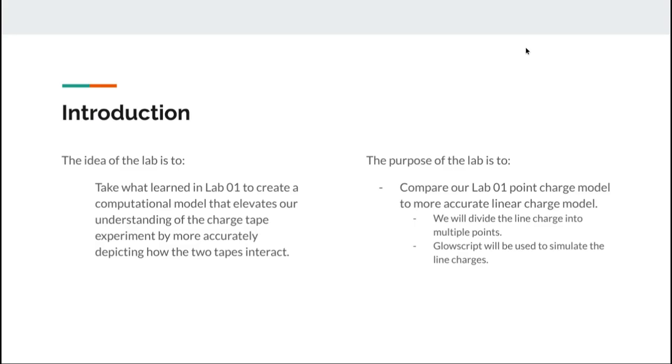So the introduction to the lab. The idea of the lab is to take what we learned in Lab 1 and use that to create a computational model that can elevate how we understand the two charged tapes. The purpose of the lab is to compare the results from Lab 1 from the point charge model and create a more accurate linear charge model. We'll be doing this by dividing the line charge into multiple points and then using GlowScript's code to simulate the line charge.